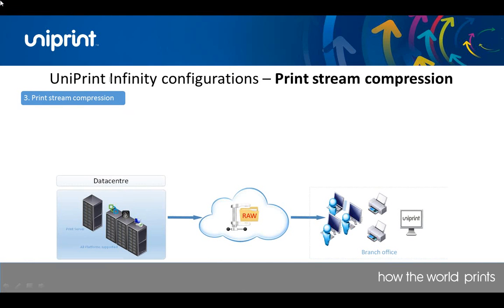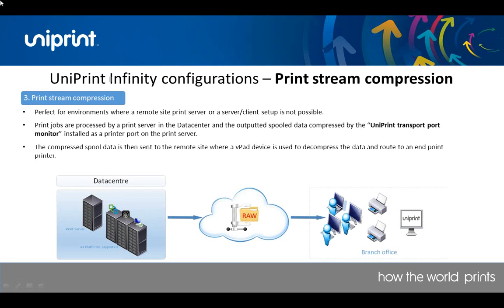Okay. And the last scenario, the final deployment scenario I'd like to show you here is where we can attempt to remove print servers from suitable size office by introducing our print stream compression technology. So by introducing a centralized print server model here, the challenge that presents itself is sending raw print spool data to the remote site. Okay, we can overcome this by introducing our print stream compression technology and compressing the data by 25%.